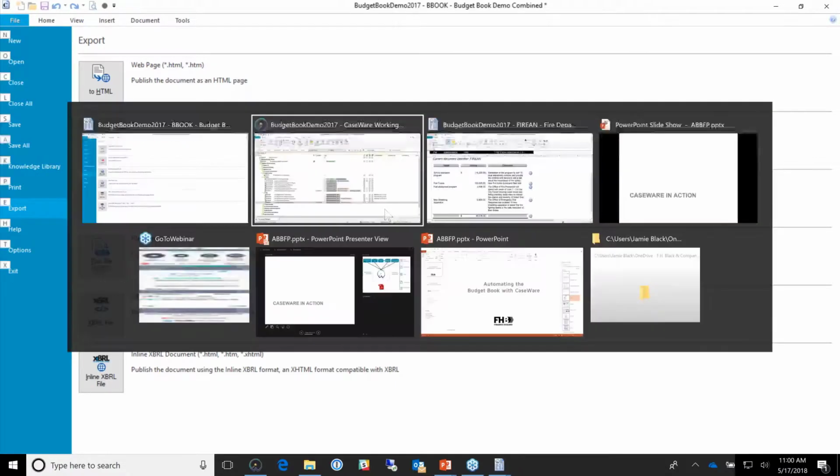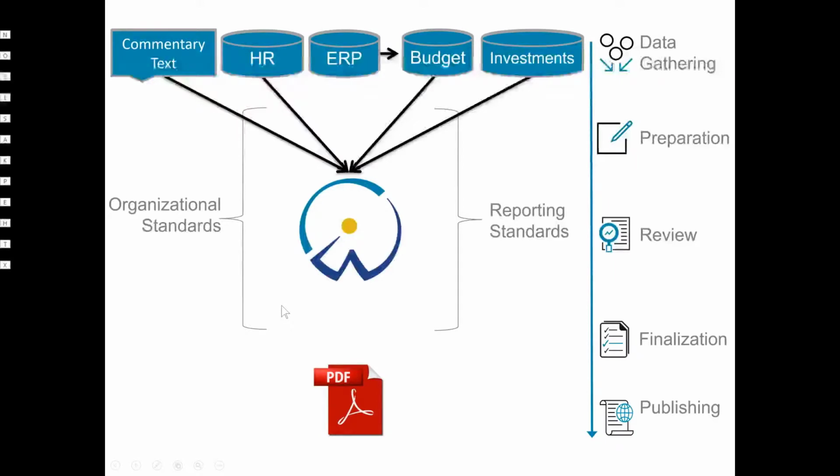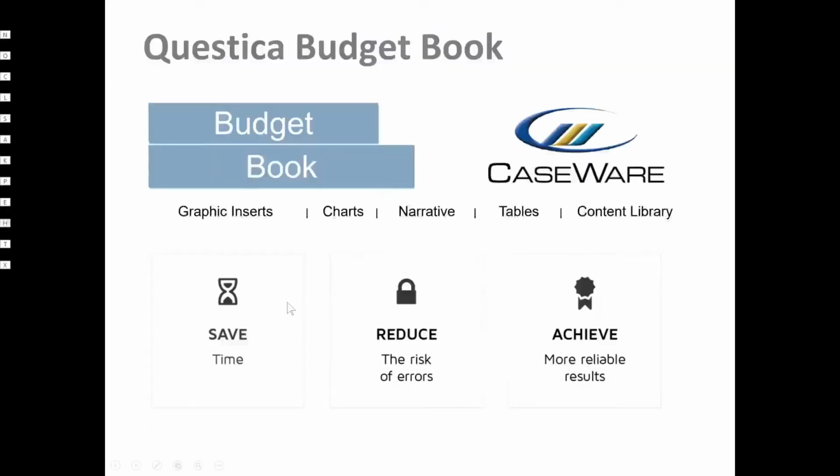What I hope you saw there was that we were able to act as a hub. CaseWare is going to bring in your commentary text and your investment data and your budget data. We're going to dynamically apply your organizational standards and your reporting standards and ensure they comply. And we're going to automate huge sections of data gathering and prep and review and finalization and publishing to really streamline the process. The ultimate payoff for you is saving you a ton of time, dramatically reducing your risk of error, and facilitating the repeatability and achieving the distinguished budget award certificate, if that's something of interest.